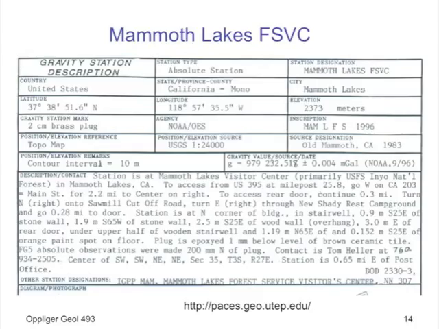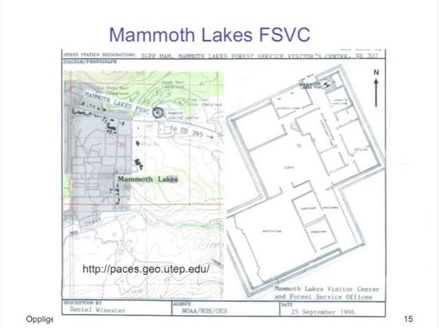And you can see they give the gravity value, the absolute acceleration, and it's 979 at Mammoth, 979,000 milligal, and they give the uncertainty there at less than 1% of a milligal, 0.004 milligal. So very nice there.